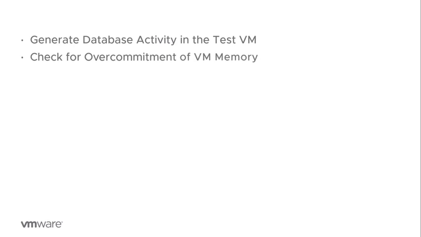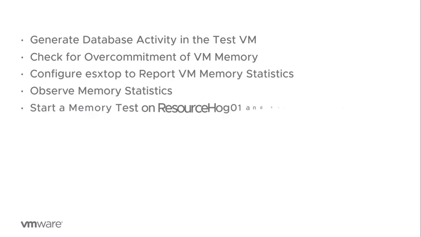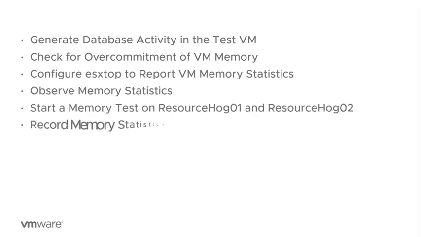Then we will check for overcommitment of VM memory. After that, we are going to configure the ESXTOP utility to report VM memory statistics and observe it. And finally, we are going to start a memory test and record memory statistics again. I'm sure I provided you enough good reasons to watch the following video on monitoring memory performance.